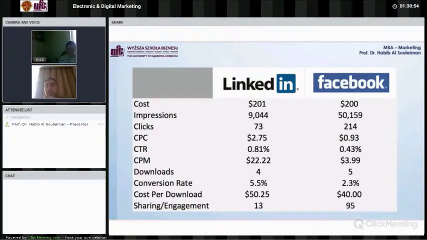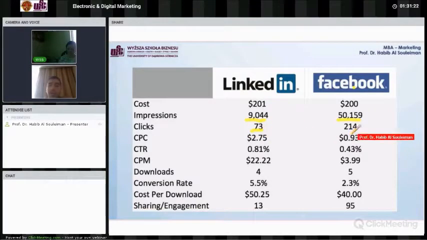There is another study in which somebody spent around $200 on LinkedIn and $200 on Facebook. The same campaign, the same project. As you can see, the impression means the number of people who have seen this advertisement. With $200, he was able to get 9,000 people to see his advertisement on LinkedIn, and 50,000 people to see his advertisement on Facebook for the same budget.